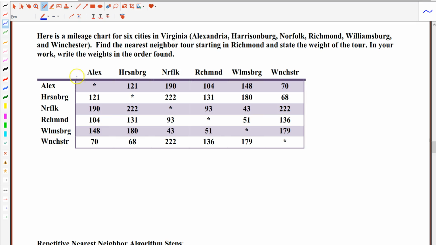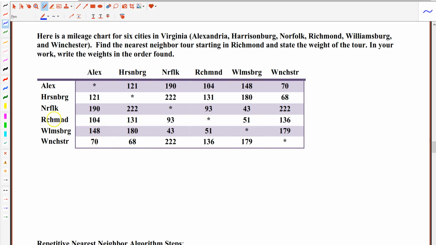The distance from a city to itself is 0, so that's represented by these asterisks along the diagonal. We can see here that the distance from Alexandria to Harrisonburg is 121 miles, which is also repeated over here. The distance from Harrisonburg to Alexandria is still 121 miles. So you're seeing this symmetry across this table: it doesn't really matter what city we grab from over here on the left versus what city we grab over here on the top. We're going to get the same mileage either way.